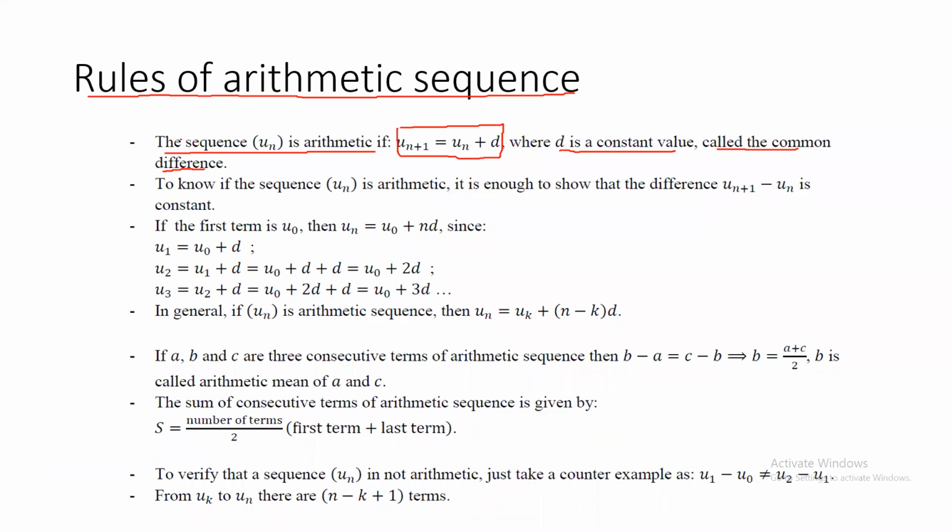Is the first rule done? Second one, to know if the sequence u_n is arithmetic, it is enough to show u_(n+1) minus u_n is constant. So to prove u_n is arithmetic, we have to prove that u_(n+1) minus u_n is constant.